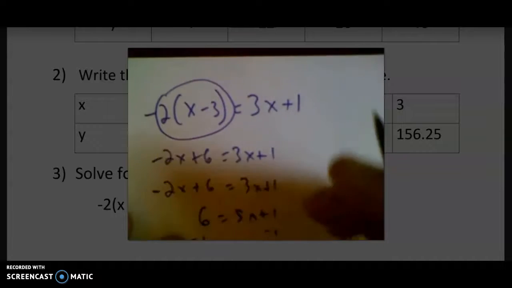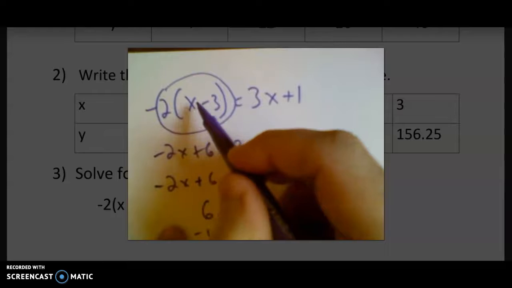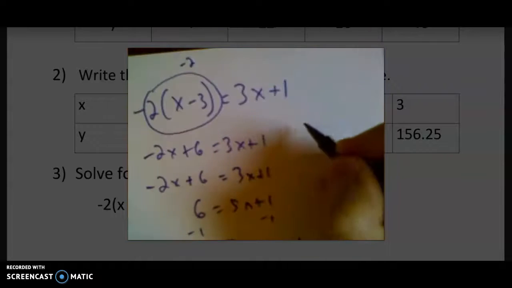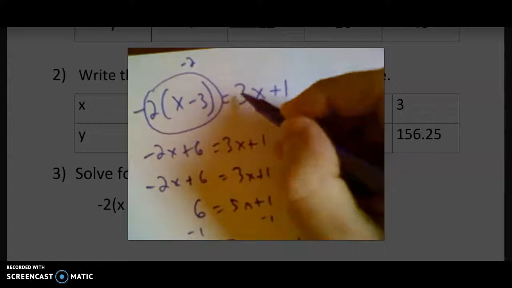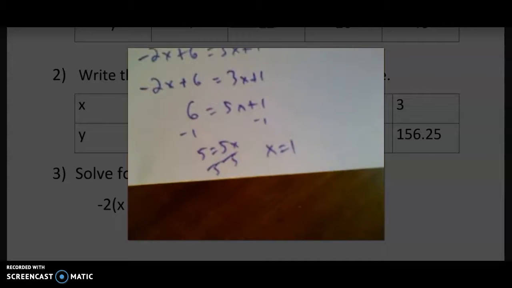And to check my answer, I would go back and say if x is 1, 1 minus 3 is negative 2. Negative 2 times negative 2 is 4. 3 times 1 is 3, plus 1 is also 4. So sure enough, when x is 1, it balanced my equation.